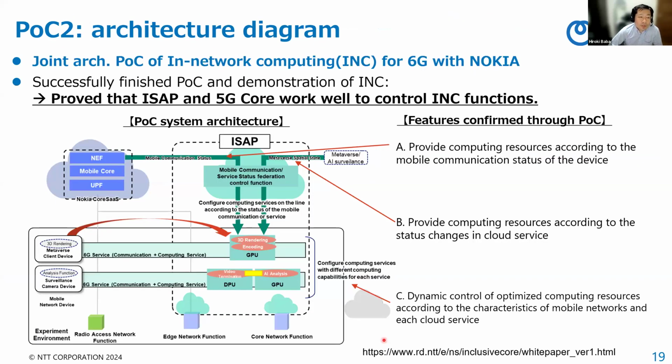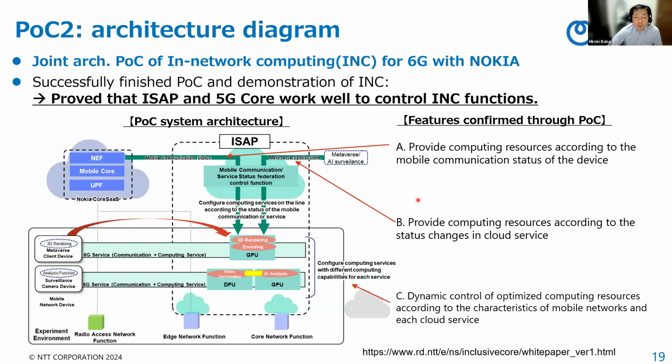This POC was actually done with Nokia, and the Nokia 5G core is used to collect the network events. A NEF-based interface is used to trigger the offloading application function to the GPU. We successfully finished the POC, and we proved that ISAP and the 5G core work well to control in-network computing functions. Three features were confirmed through this POC.